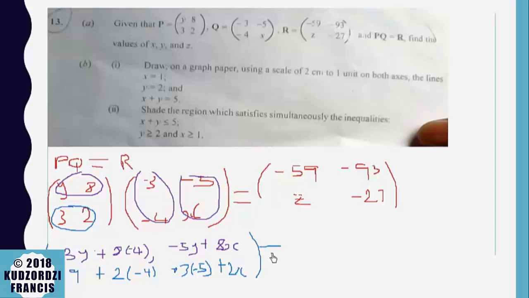So that's the multiplication for you. It is equal to negative 59, then negative 93, then z, then we have negative 27 over here. Now we simplify further so that we can equate the corresponding entries.